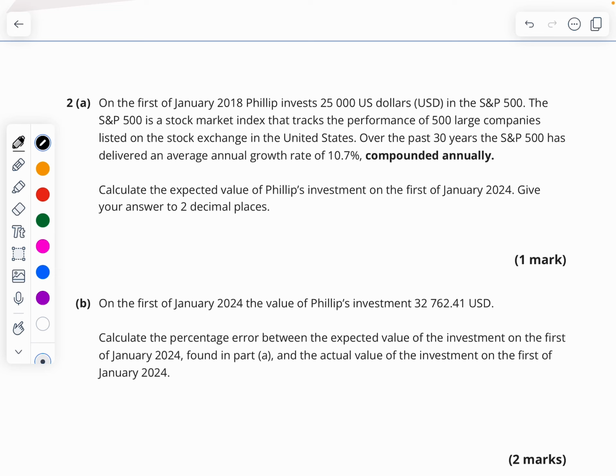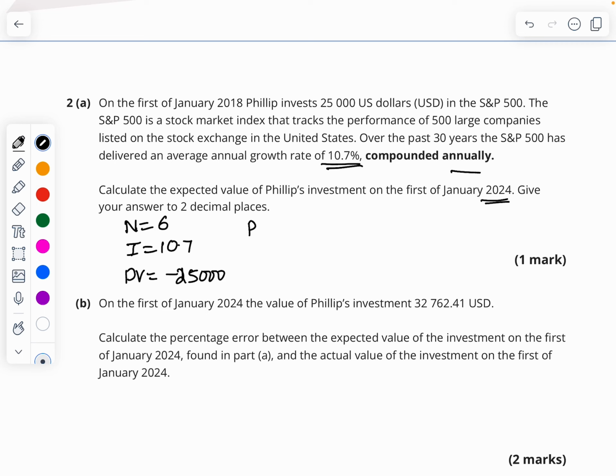On the 1st of January 2018, Philip invests 25,000 US dollars in the S&P 500. Over 30 years, the S&P 500 had given a rate of 10.7% compounded annually. Now calculate the expected value on 1st January 2024. So N is going to be 6. There are no monthly payments like this, so N need not be multiplied with anything. Then the interest rate is going to be 10.7. Present value is minus 25,000 because he is giving it away from his pocket.